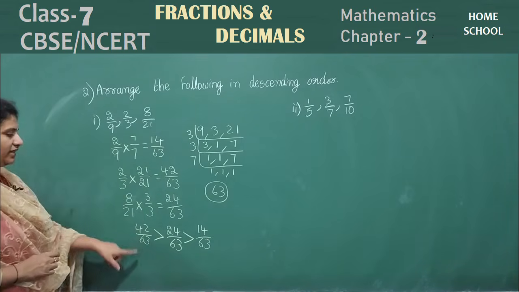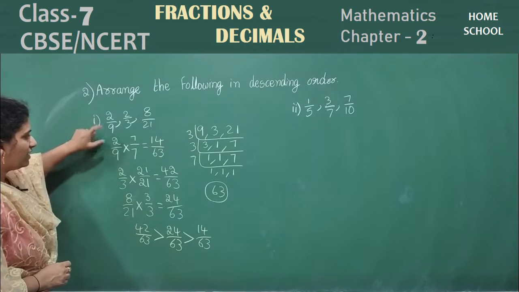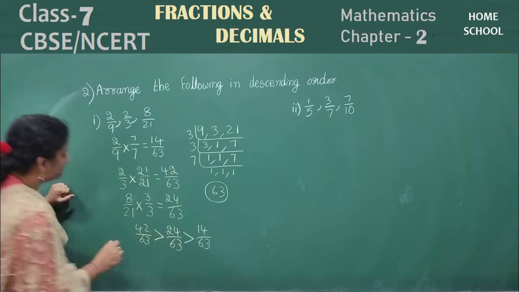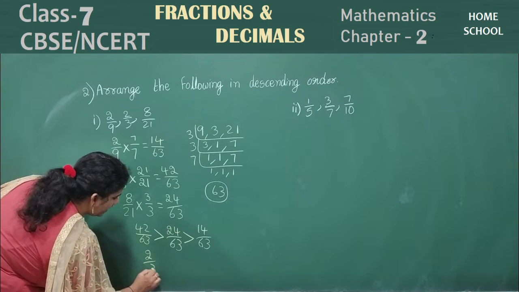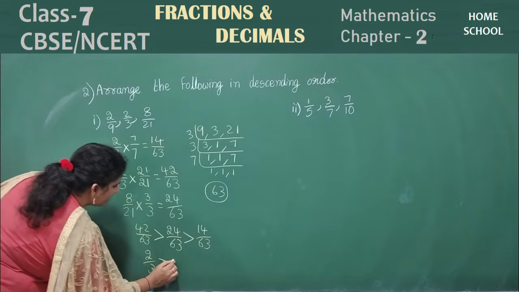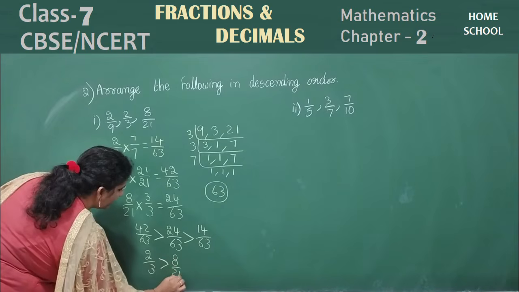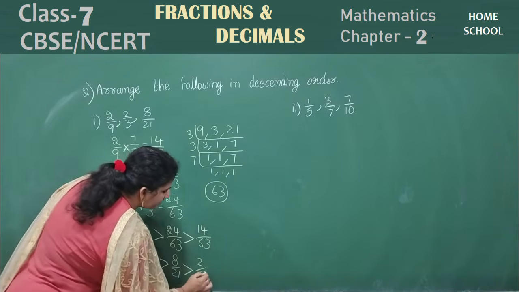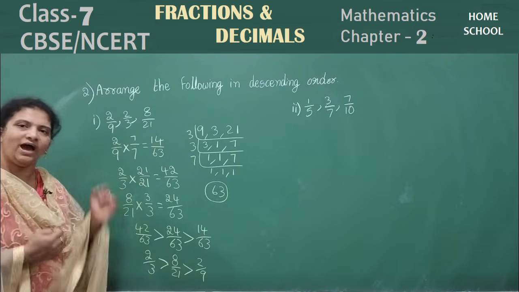So now take the original numbers that they have given here. Where is 42 by 63? What is this fraction? 2 by 3 is greater than 8 by 21 is greater than 2 by 9. This is the way we need to arrange.